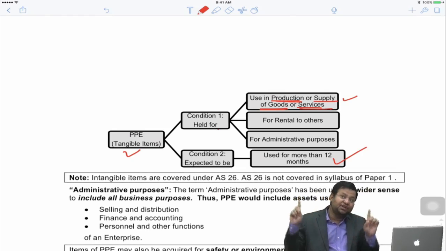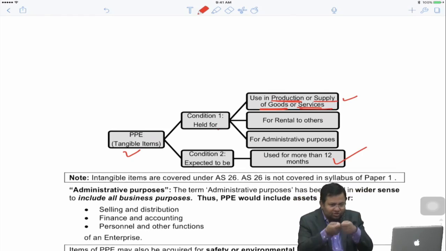Plant means machinery, equipment means some spare parts, and so on—no. Don't be under the impression of the generic words of property, plant, equipment. So what is the condition for being a property, plant, equipment? Number one, it should be held for use. Number two, it should be held for more than 12 months.